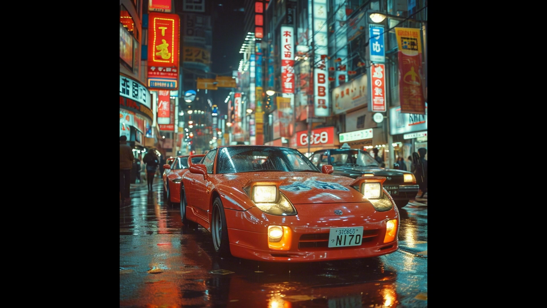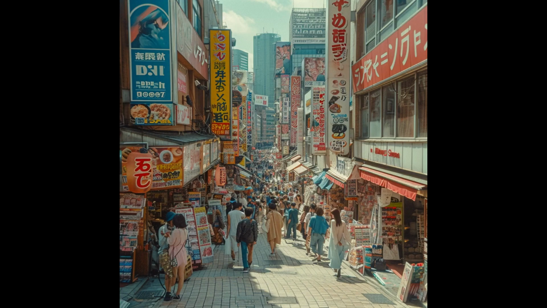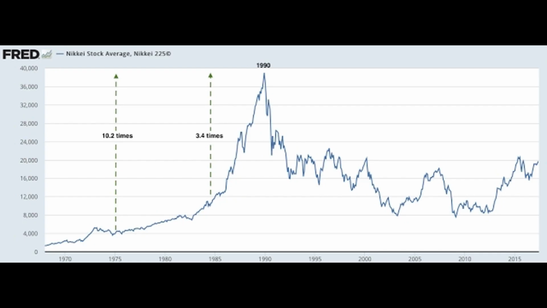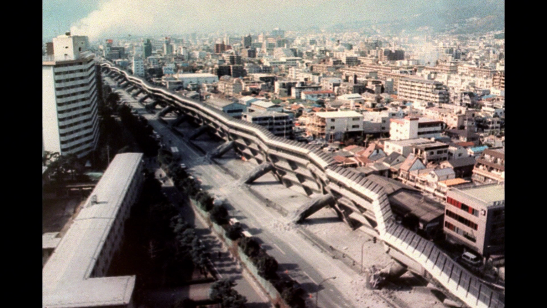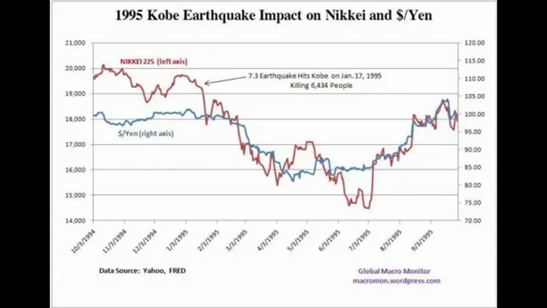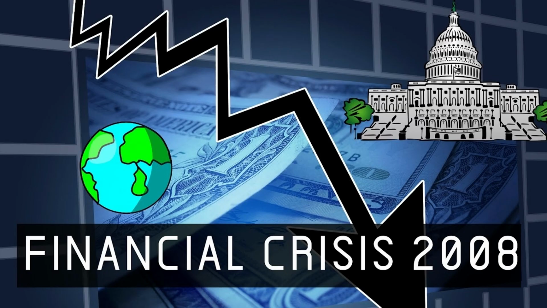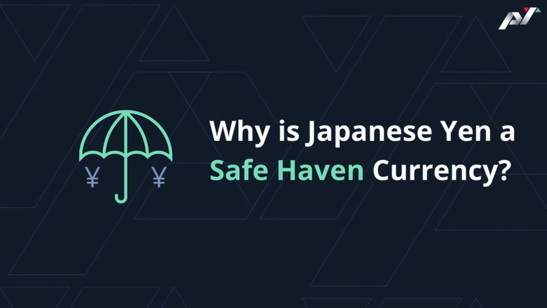Key events and milestones. 1985 Plaza Accord. Major economies, including Japan and the US, agreed to depreciate the dollar against the yen to address trade imbalances. The yen strengthened significantly during this period. 1990s bubble economy. The yen reached historic highs against the USD, impacting Japan's export competitiveness. 1995 Kobe earthquake. The yen weakened due to reconstruction efforts and capital outflows.